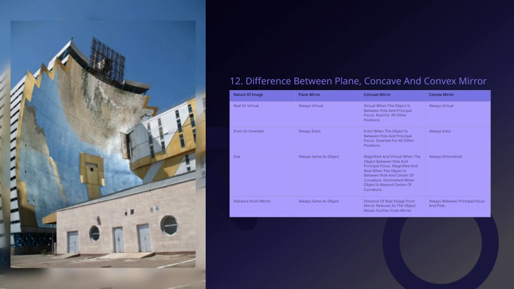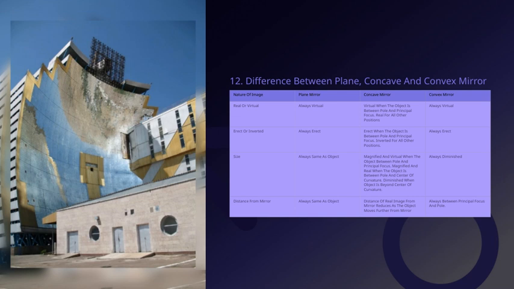Convex mirrors, on the other hand, always produce virtual, erect, and diminished images, regardless of where the object is placed. The images are always virtual and appear to be behind the mirror, which makes convex mirrors very useful for wide-angle views like in vehicle side mirrors.